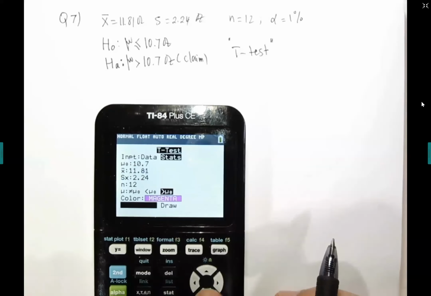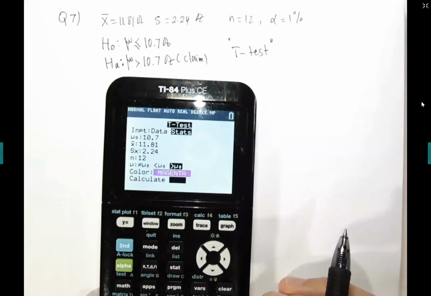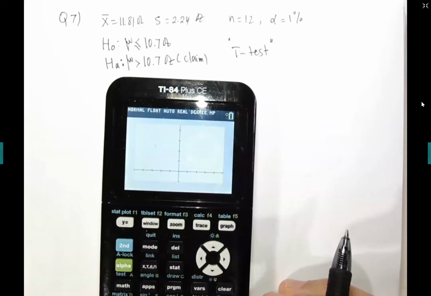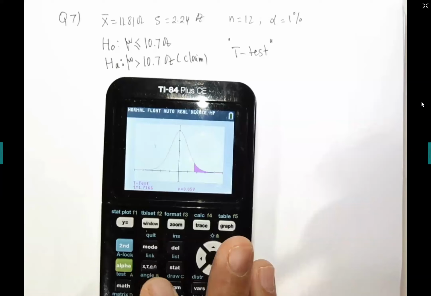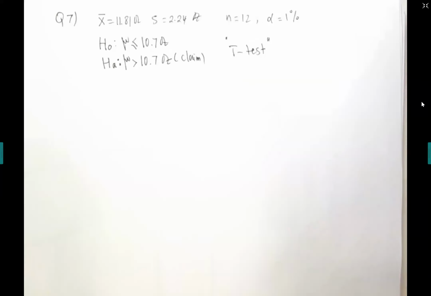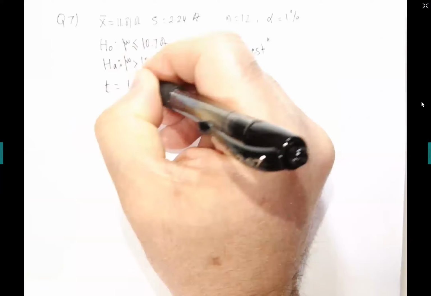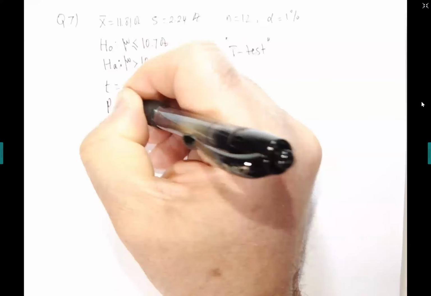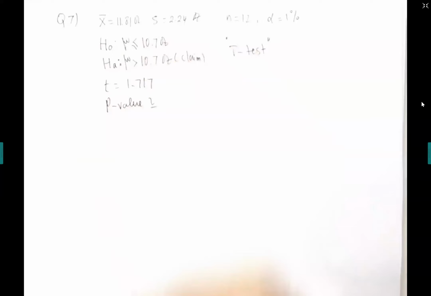Okay, I'm gonna do a draw here, guys, just to show you the p-value in action. It's a right tail test, so if anything is shaded, it will be on the right. Okay, T, I can read 1.7166, and the p-value is 0.057. Okay, I'll write them down. So that will be 1.7166, and p-value is 0.057.